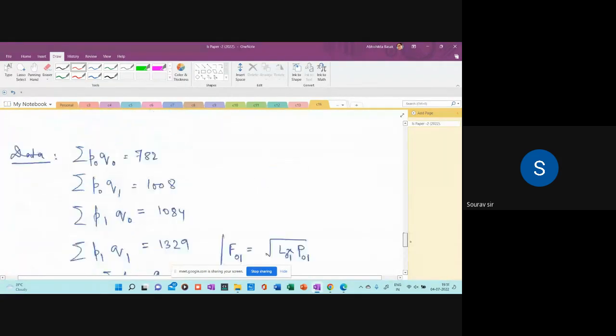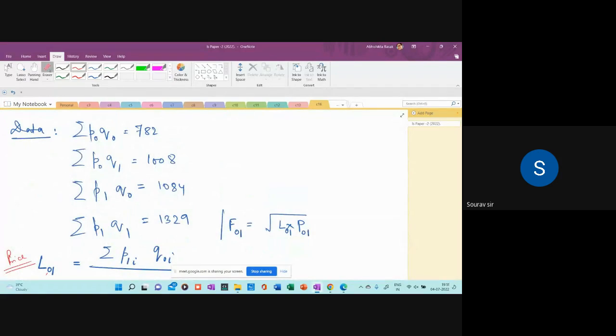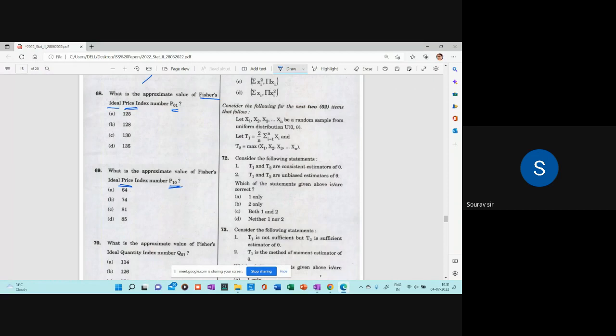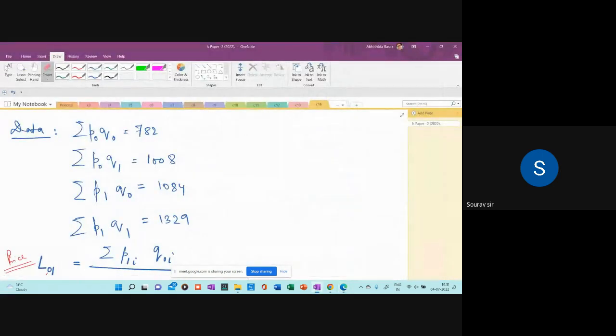So what we have to find, let's see what we have to find. All the materials are over here. Let's say we need to find Fisher's ideal price index number P naught 1. Okay, so we need to find some index number which is called P naught 1. That is, the base year is 0 and the current year is 1. So P naught 1 is going to be the product of L naught 1 into P naught 1, and this P naught 1 is Fisher's price index. This is price. For price we are finding.